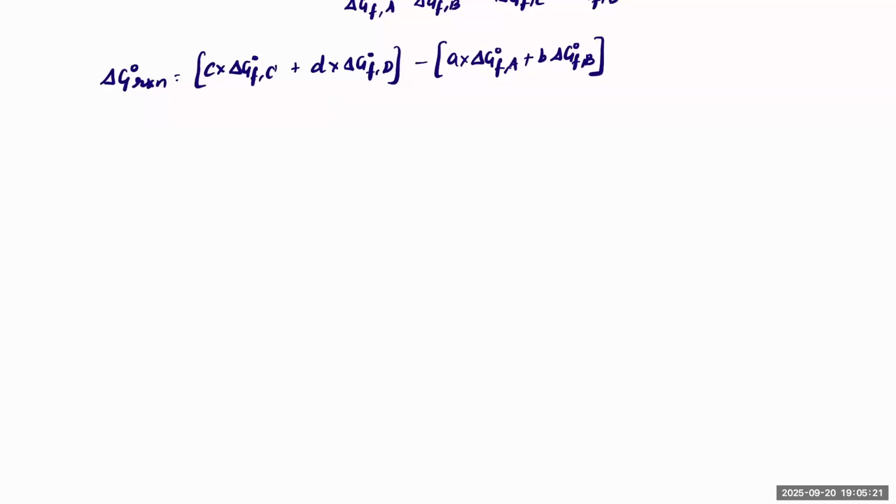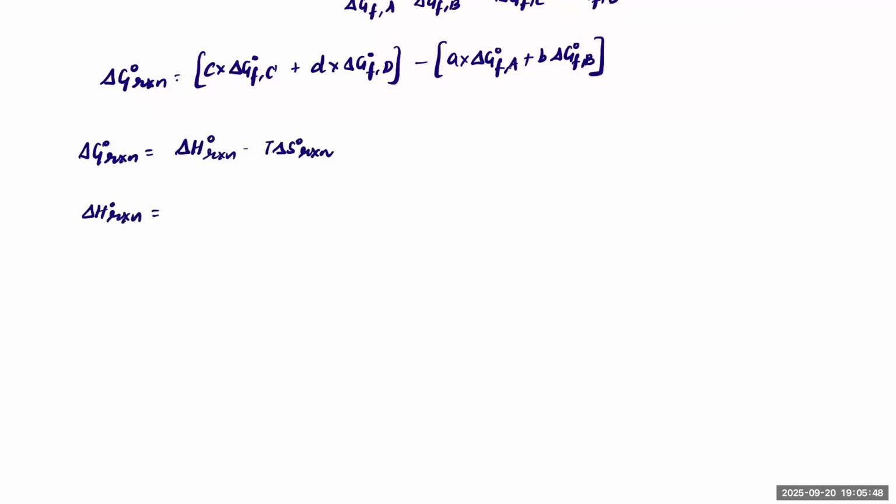Clear? We can do the same thing in terms of delta H also. That means delta G naught of the reaction can also be written as delta H naught of the reaction minus T delta S naught of the reaction. So even if these parameters are given, you can use the same value here and calculate. That is delta G naught of the reaction.